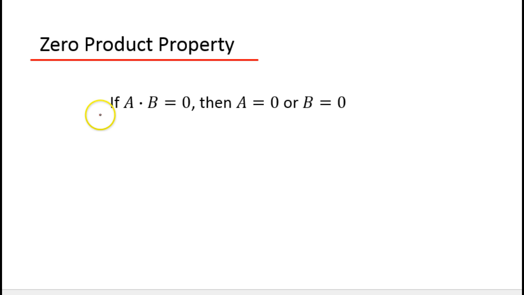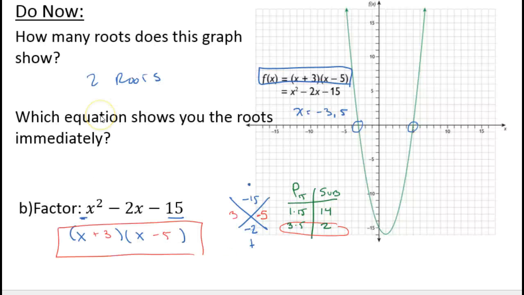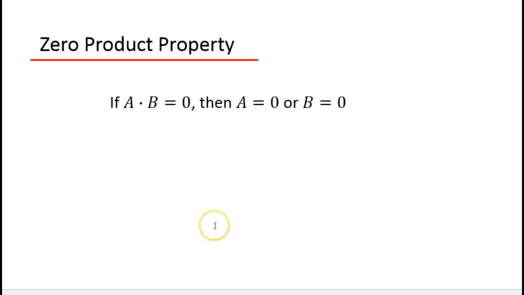So in the case of our example of factoring, if we set this equal to 0, or this equal to 0, we have x plus 3 and x minus 5, and they're both equal to 0. So we're saying if we have this going on, in other words, this would be considered to be my a, and I'm multiplying, and this would be considered to be my b.